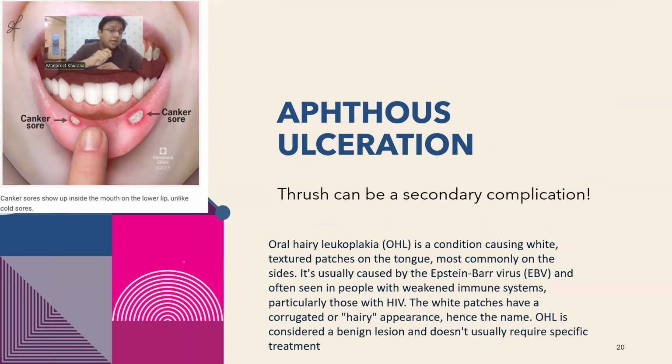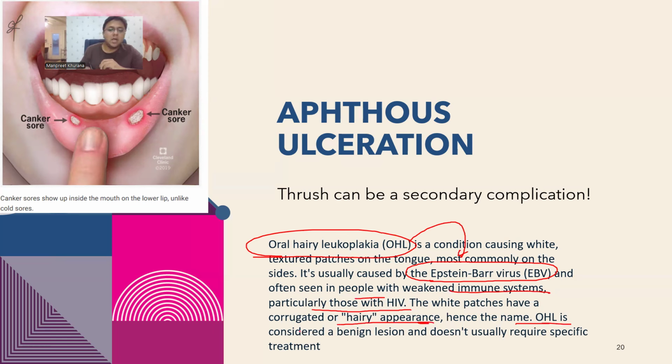Now, the only option left is oral hairy leukoplakia. It is a condition which is causing white textured patches on the tongue, most commonly on the sides. It is caused by Epstein-Barr virus. So oral hairy leukoplakia is associated with Epstein-Barr virus and is often seen in people with weakened immune systems, particularly those with HIV. The white patches have a corrugated or hairy appearance, hence the name. Now, it is considered a benign lesion and doesn't usually require specific treatment.